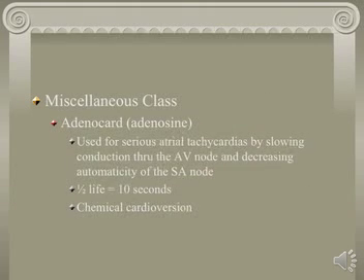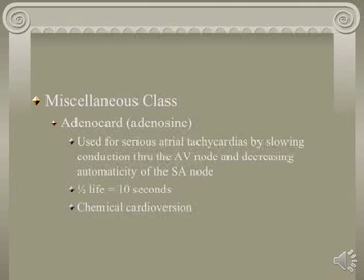Finally, the last class of antidysrhythmics is a miscellaneous class. In this class are several drugs. Probably the biggest drug in this class is an endogenous nucleoside called Adenocard, also known as adenosine. It's used for the treatment of serious atrial tachycardias by slowing conduction through the AV node, which prolongs the refractory period and decreases the automaticity of the SA node. It has a half-life of about 10 to 15 seconds.